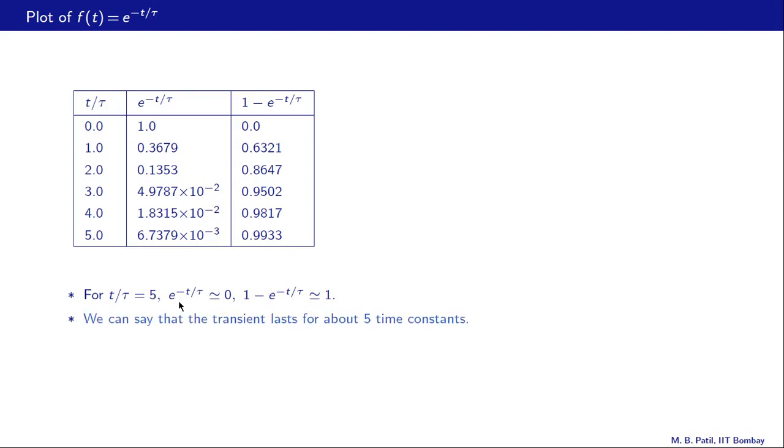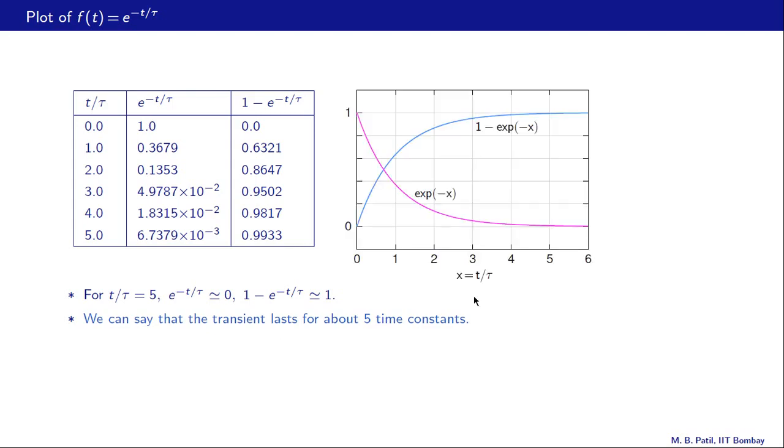And therefore, we can say that the transient lasts for about 5 time constants. After that, things become constant. Here is a figure showing e raised to minus t by tau as a function of t by tau, this curve here, and 1 minus e raised to minus t by tau as a function of t by tau, the blue curve here.